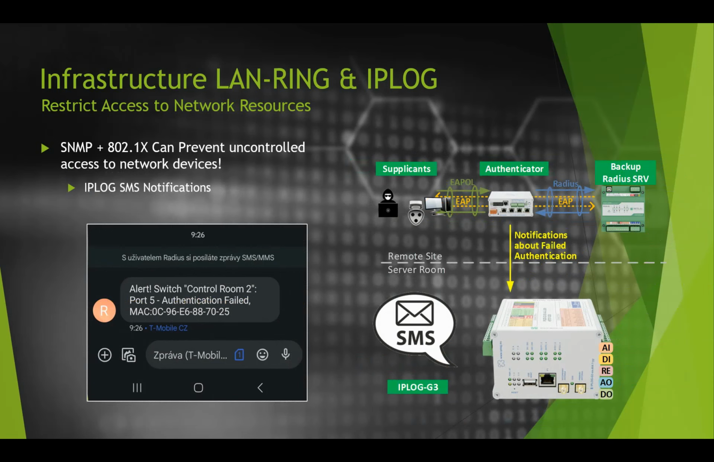Another possibility is the transmission of SNMP notifications to security personnel. In this case, the SNMP trap is first received by the IPLOG control unit and then forwarded to the set telephone numbers. In addition, the program launched in IPLOG can condition the sending of SMS with other conditions, forward notifications to the alarm system, visualize notifications in integration software, and so on.